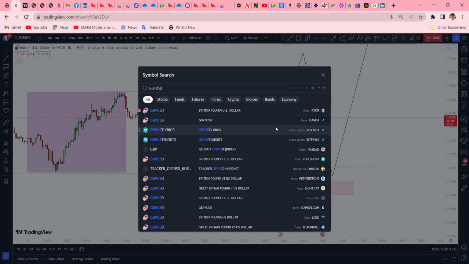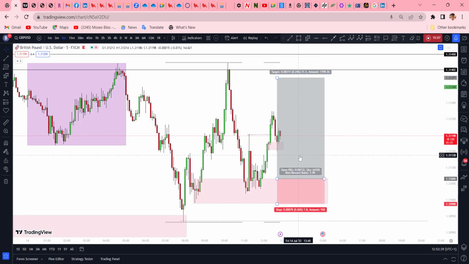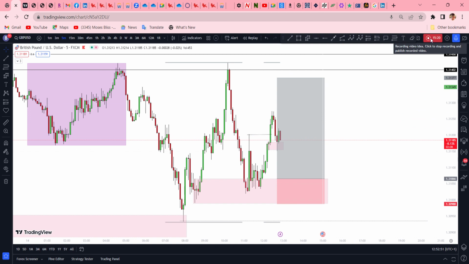GBP USD. Okay, so it started off the place I marked. So take it out as liquidity as well. And then let's see how the market goes. I'll give you guys an update when I'm done with this.